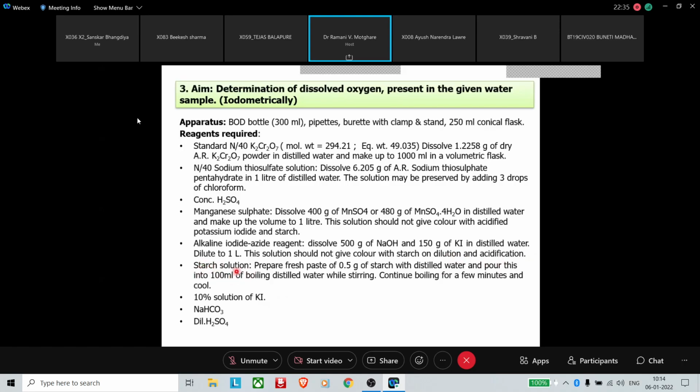Then you prepare a starch solution as an indicator. Starch solution is used as an indicator in iodometric titration. Prepare a fresh paste of 0.5 gram of starch with distilled water and pour this into 100 ml of boiling distilled water while stirring. Continue boiling for a few minutes and cool. Then you will need a 10% solution of potassium iodide, which is added in excess. Then you need a pinch of sodium bicarbonate, and then you need dilute H2SO4 to maintain an acidic solution.